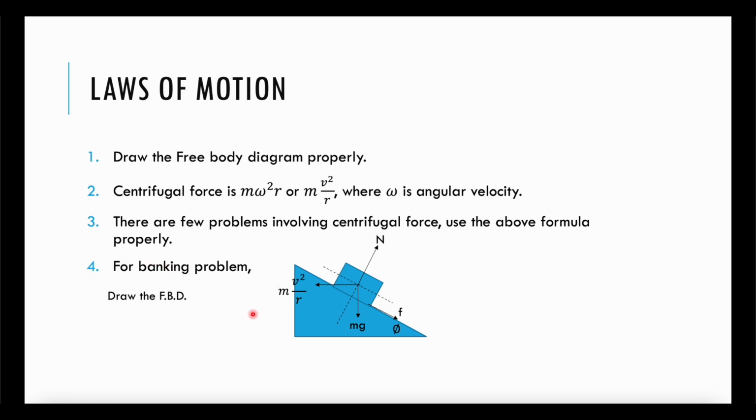There are banking problems also. For banking problems you need to draw the free body diagram very carefully, and if the banking angle is phi, then this angle is phi and this angle is also phi, so you need to write the angles very carefully. The friction is mu times the normal force. That normal force will have components mg cosine theta and mv square over r sine theta, so be careful with the components.